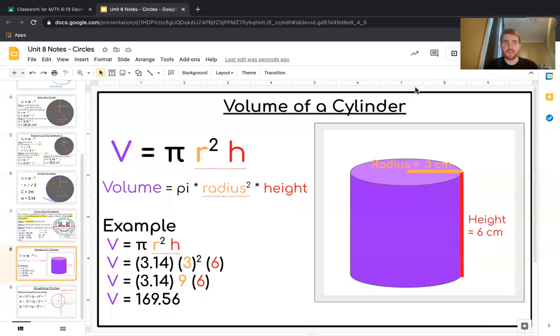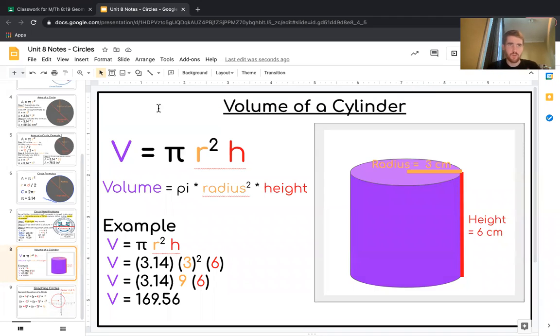Hello, everyone. In this video, we are going to be talking about how to find and calculate the volume of a cylinder. If you remember back to our polygons unit, we talked about volume as a measure of three-dimensional space. So we've been talking in our circles unit so far about how to find the circumference around a circle, the diameter, the radius, that's the distance between 2 points, that's just one dimension.